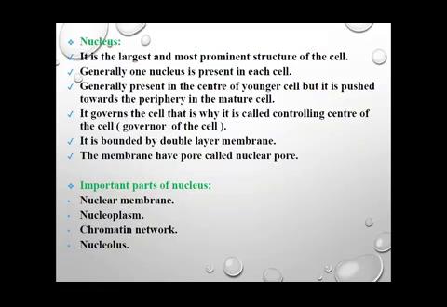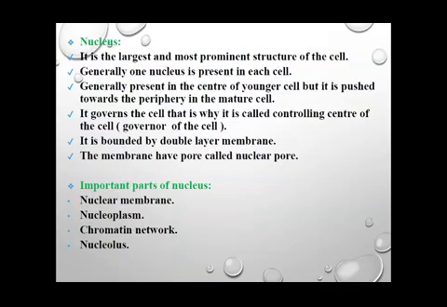In the case of a younger cell, the nucleus is present at the center, and in the case of mature cells, the location of the nucleus is shifted towards the margin of the cell. That is, the nucleus is pushed towards the periphery. The nucleus is the major controlling center of the cell. Whatever activities our cells are performing are under the control of the nucleus, and that is why the nucleus is also known as the governor of the cell.